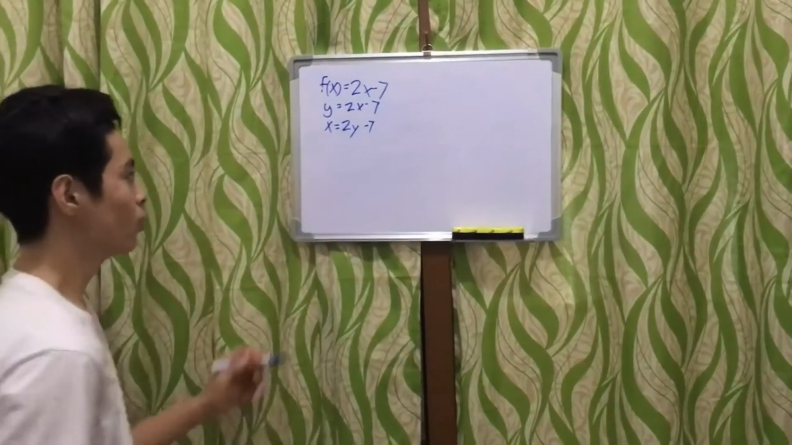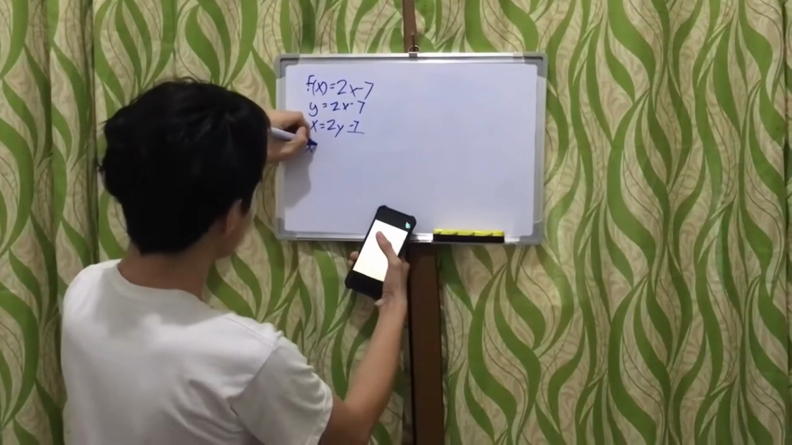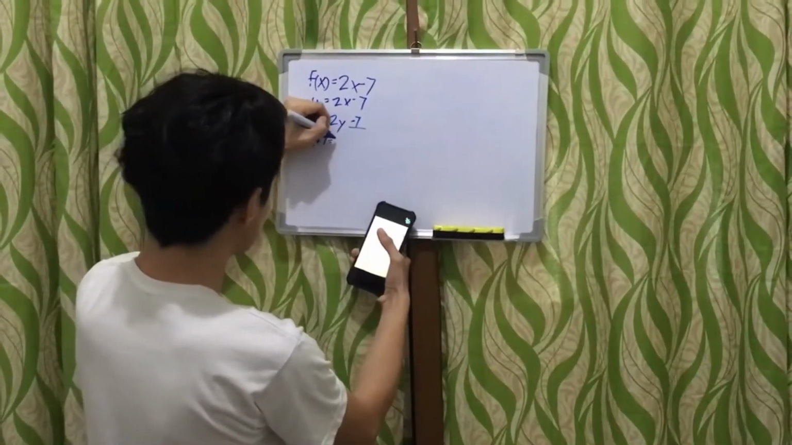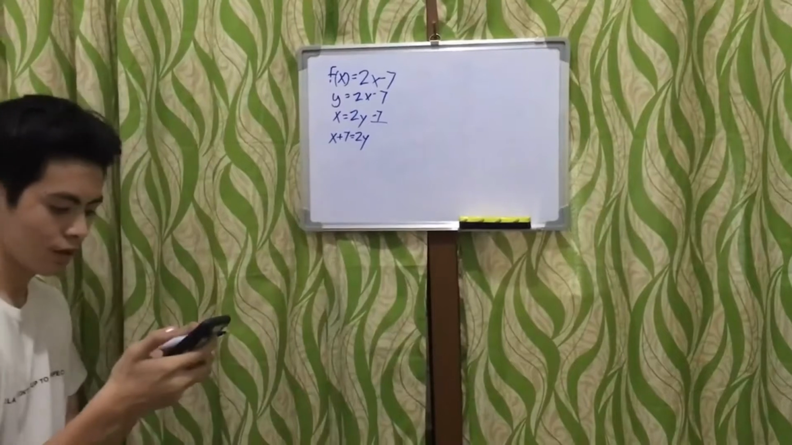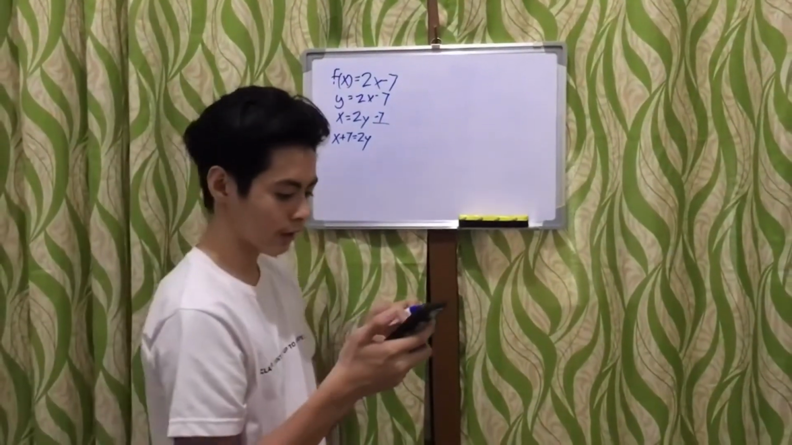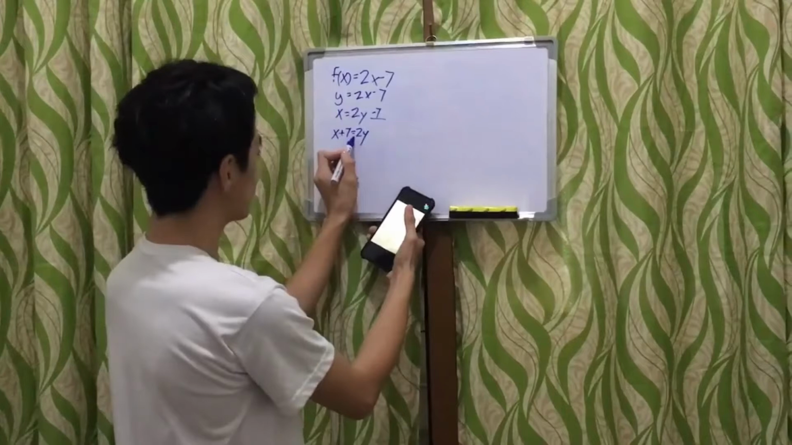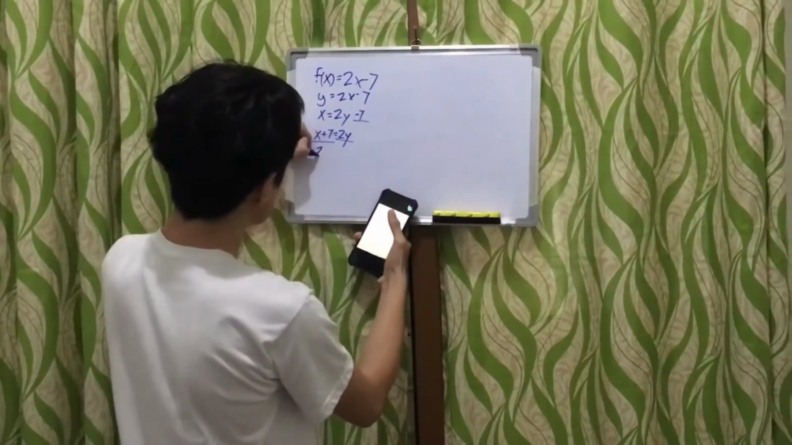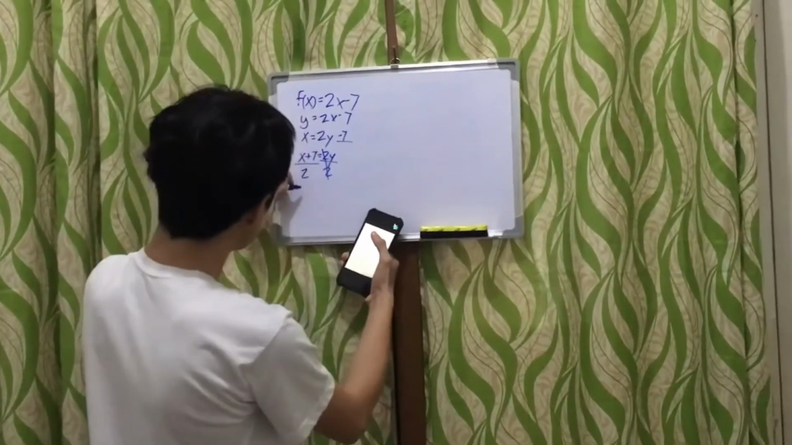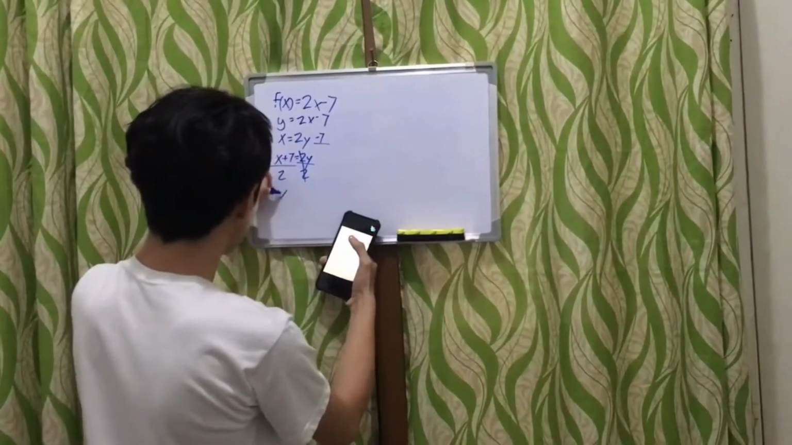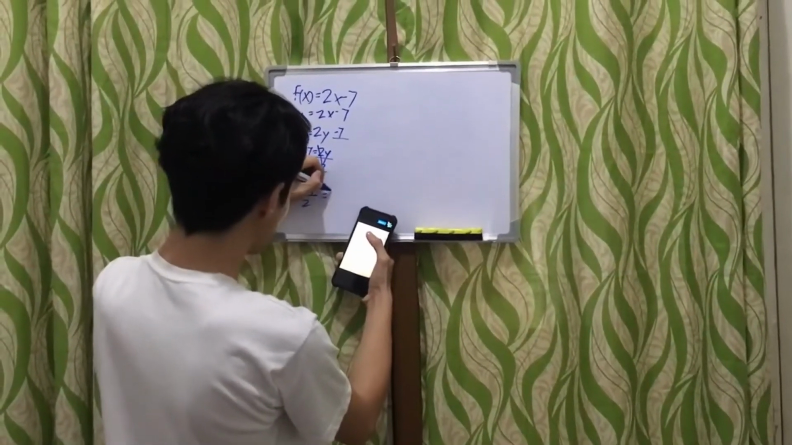After that, we will move the negative 7. x plus 7 equals 2y. Then, we need to isolate the y, so we will divide both sides by 2. The 2 and 2 cross out, and the answer would be x plus 7 over 2 equals y.